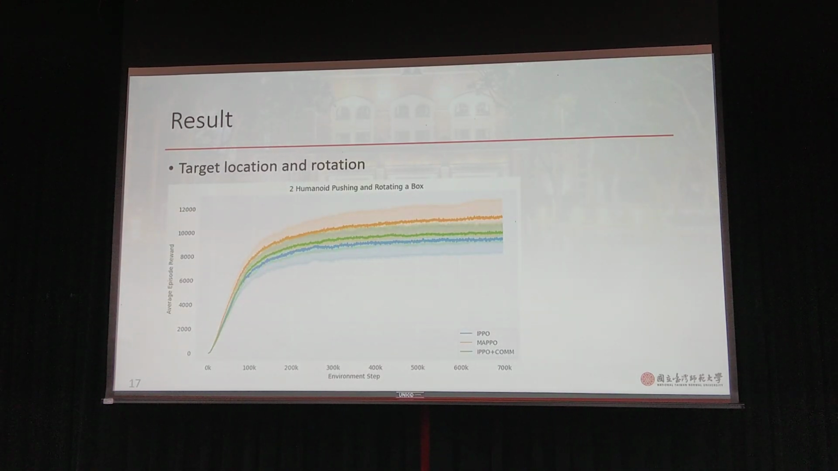And the third one is a combination of the two. In here, we can see the same as the second one. The IPPO with communication can improve better than the IPPO, and it can achieve a small standard deviation with high reward.